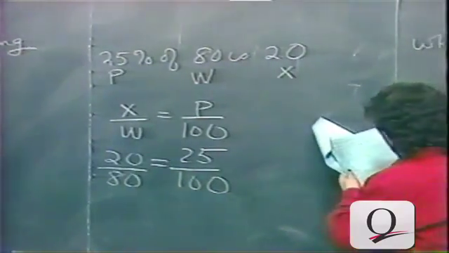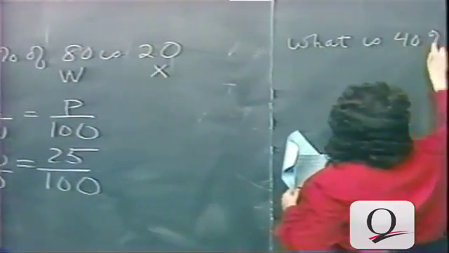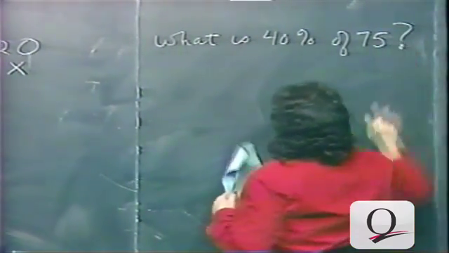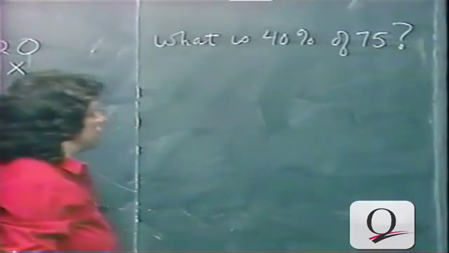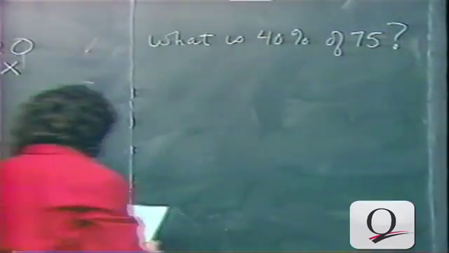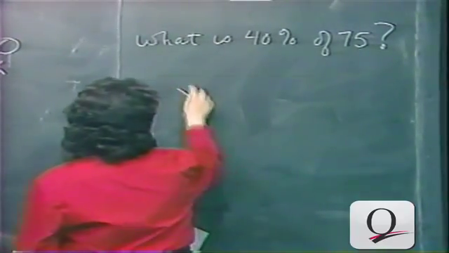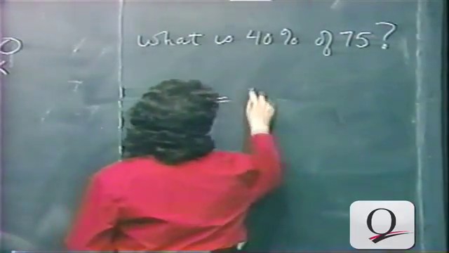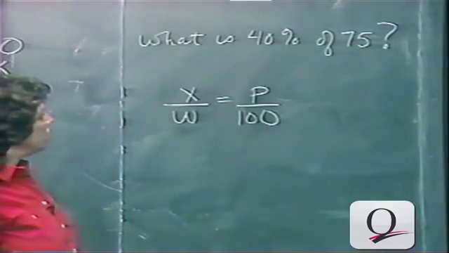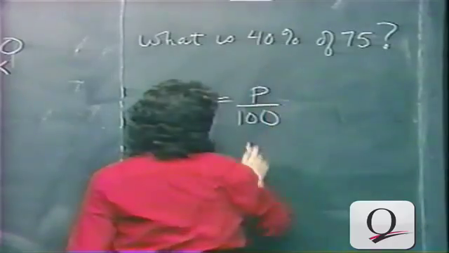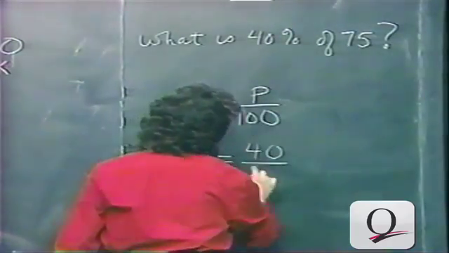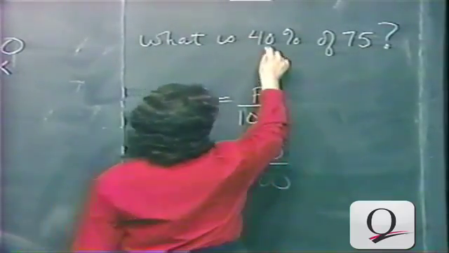What is 40% of 75? This is the first problem. What is 40% of 75? X is to w as p is to 100. When you see the 40%, that tells you right away the percent is 40. So that's 40 over 100. So we know that we have the p.